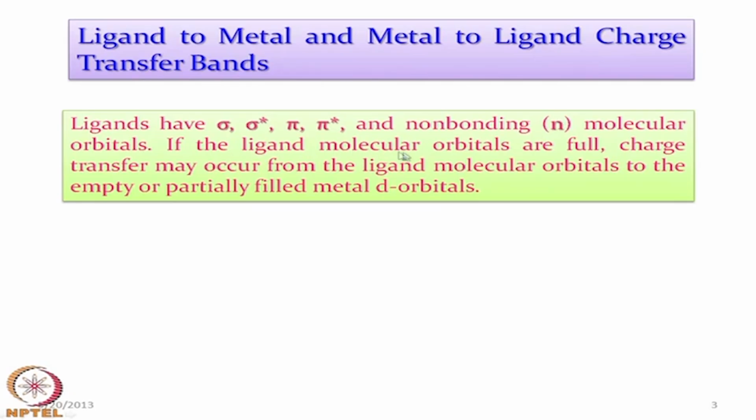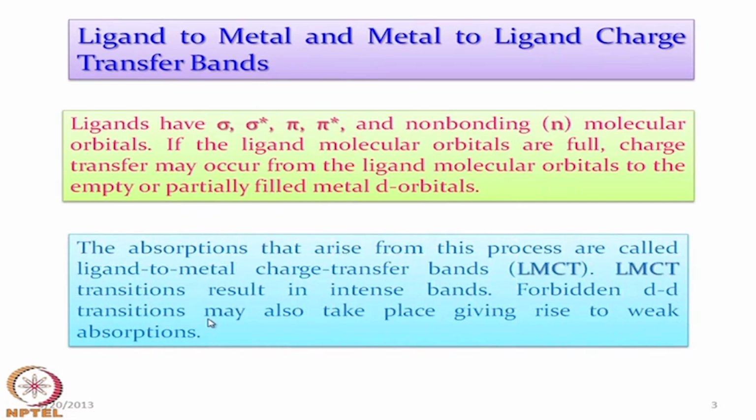So, if the ligand molecular orbitals are full, charge transfer may occur from the ligand molecular orbitals to the empty or partially filled metal d orbitals. If these orbitals can be utilized for donation, and the metal orbitals are vacant and can accept the electron density into its d orbitals, then we will see the ligand to metal charge transfer transition.